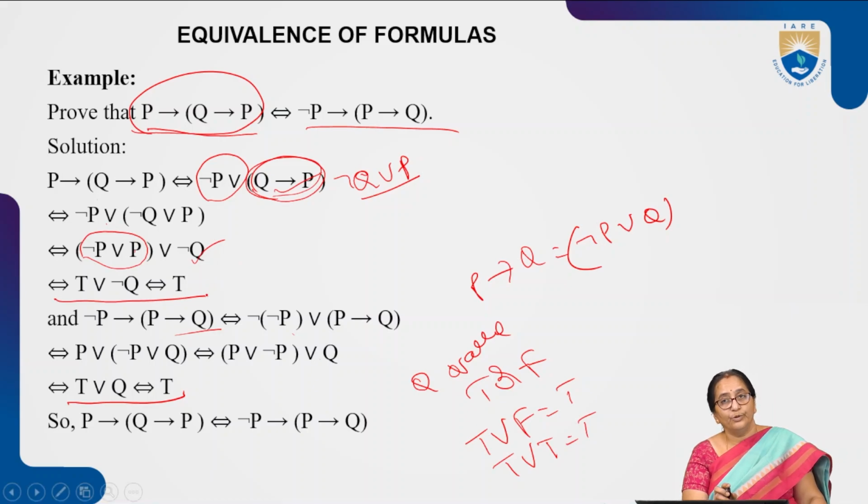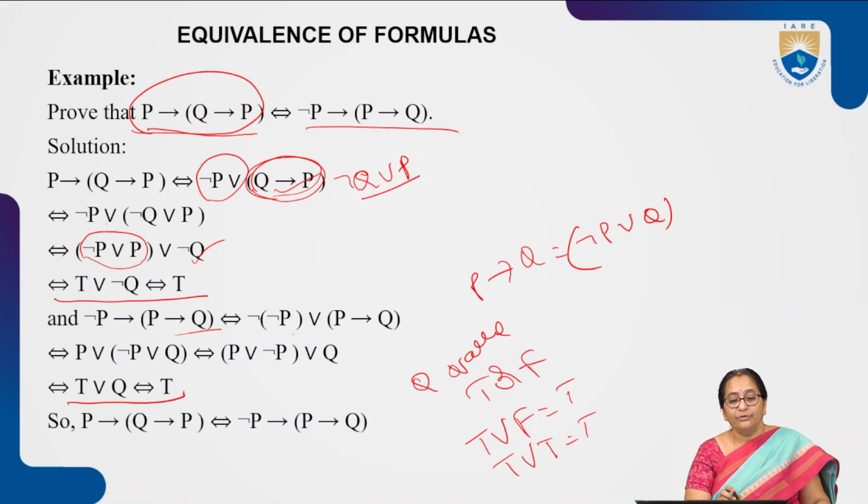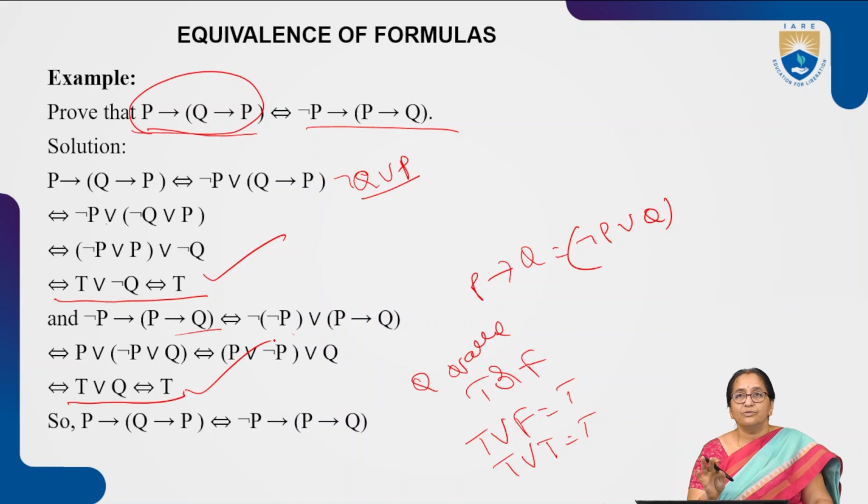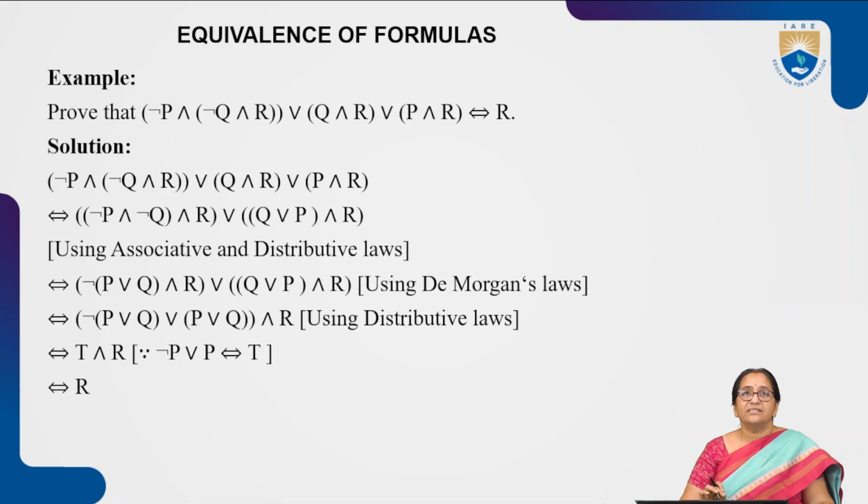So, both sides, P to Q to P and negation P to Q, are equivalent. By using the equivalence formulas, we notice these two. This is T, this is T. So, these two are T. We can say that this is a tautology. Since two formulas are equivalent, we can say that the given formula is a tautology.